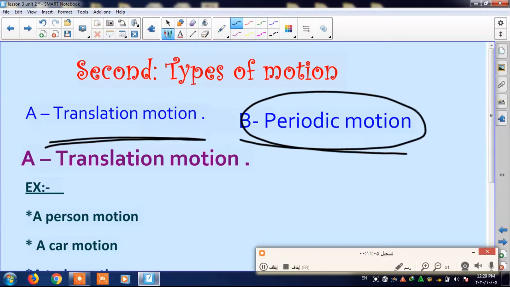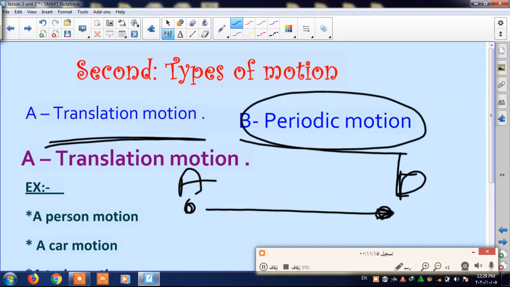So translational motion is the motion that has 2 points. The first point is called the start point, and the second is called the end point. It is the translational motion. So it is the motion of the object relative to a fixed point from time to time between 2 points. The first point is called start point, and the second point is called end point. It is the meaning of translational motion.